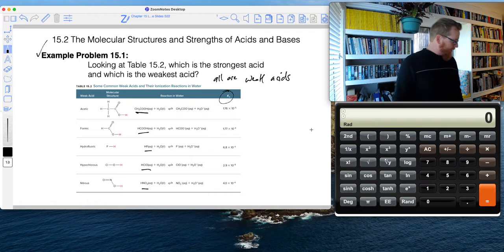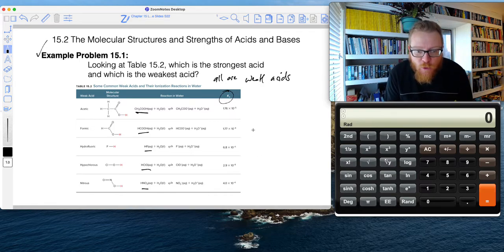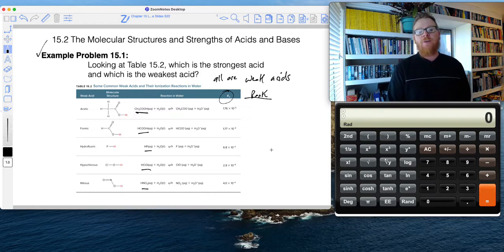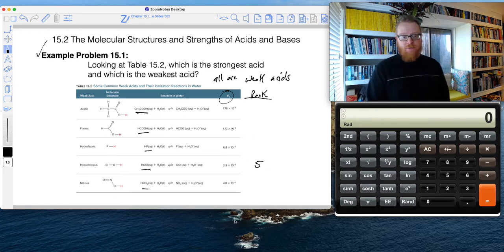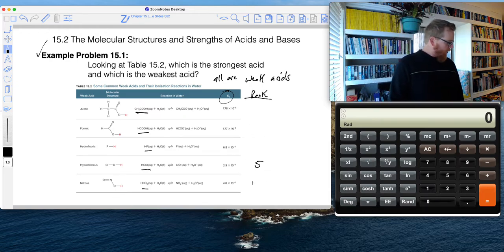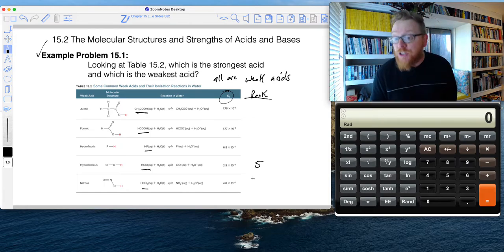So we can actually see here this hypochlorous, so we're going to rank these things in order of strength. So number 1 being the strongest, we've got 1, 2, 3, 4, 5, and 5 being the weakest. So you can see this hypochlorous, because it has the smallest Ka, we're going to rank that number 5, so it is the weakest of all of these. Okay, so then what about the strongest one? Well, the strongest one is going to have the largest Ka value.